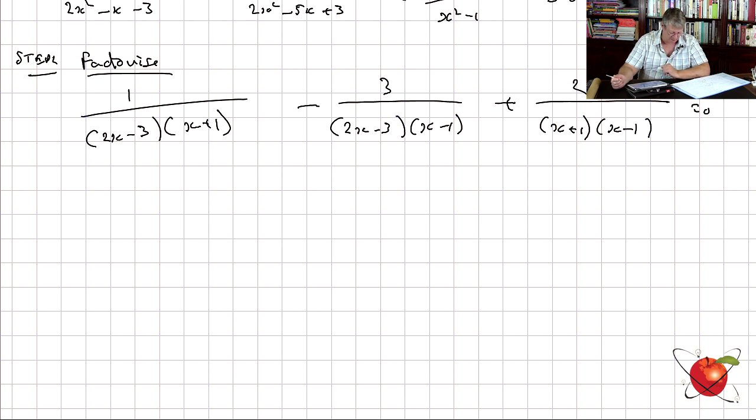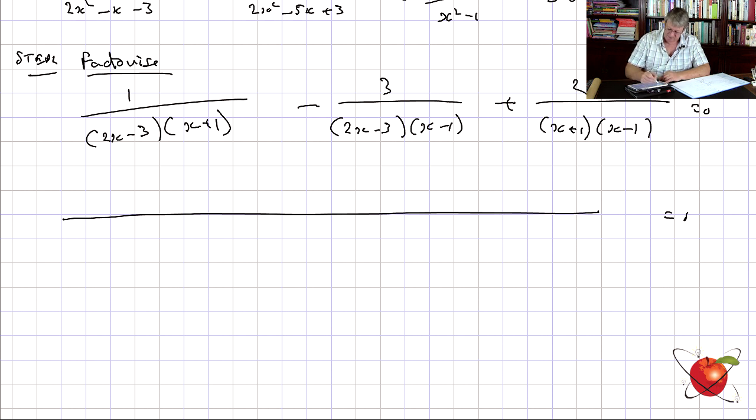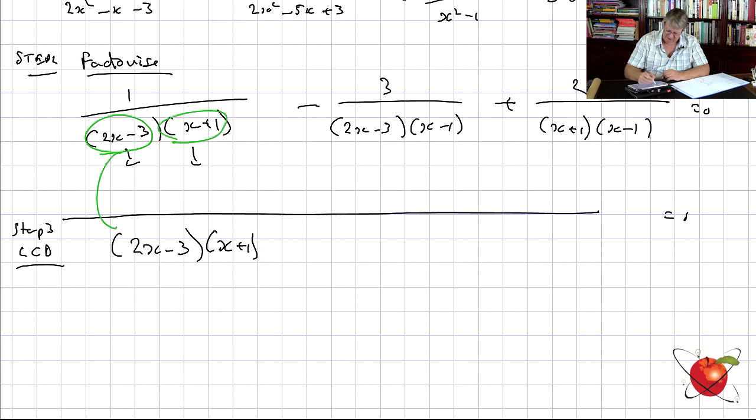So what do I do now? We carry on and say, therefore, draw a long line, equals 0. Take this one and this one down. Those are the first two factors, 2x minus 3 and x plus 1. In other words, I'm finding the LCD, which is step 3. Find the LCD. Take the first two factors down. Let's just go through this slowly.